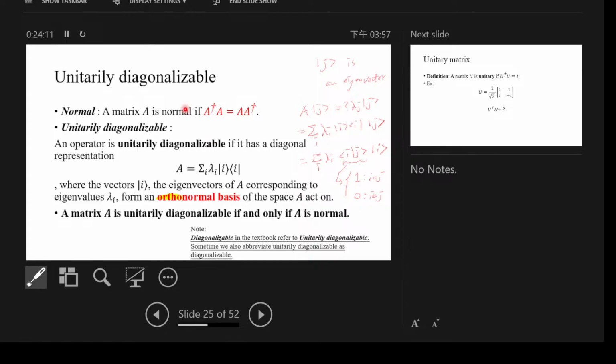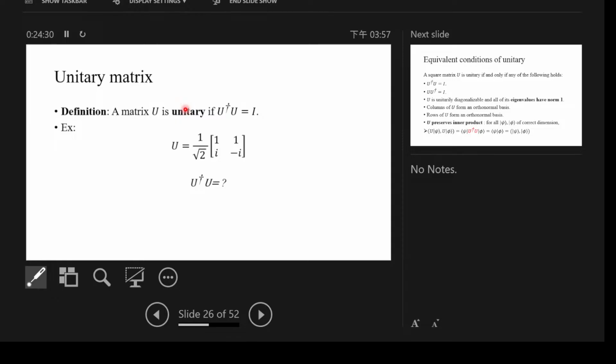Any questions? This might get covered in your linear algebra course, but I think it's a more advanced part. So this is unitarily diagonalizable. Now we talk about a different property of matrices. Now we have a unitary matrix. Its definition is that a matrix U is unitary if U dagger U equals identity. This is pretty straightforward.